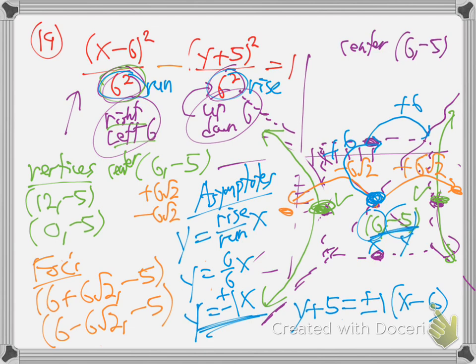You just pop in the center. You just do the work first, rise over run, 6 over 6, 1, plus or minus, 1 up, 1 down, and then you put in the fact that the center is not 0, 0. It's 6, negative 5, so minus 6 plus 5. And there we go. We did like everything on that one.